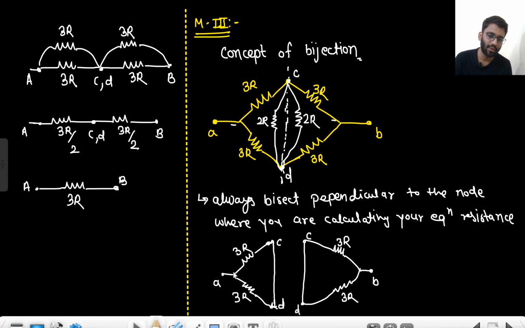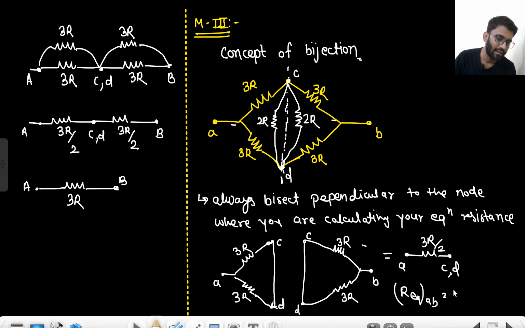Now we can calculate. C and D will become one point only. So now we can calculate the equivalent resistance from A to C and D. That is 3R by 2, right? And the same will happen at this side, because there is symmetry. So we will not have to calculate at this side; we only have to calculate at one side. So simply the equivalent resistance between A and B would be 3R by 2 into 2, which equals 3R.